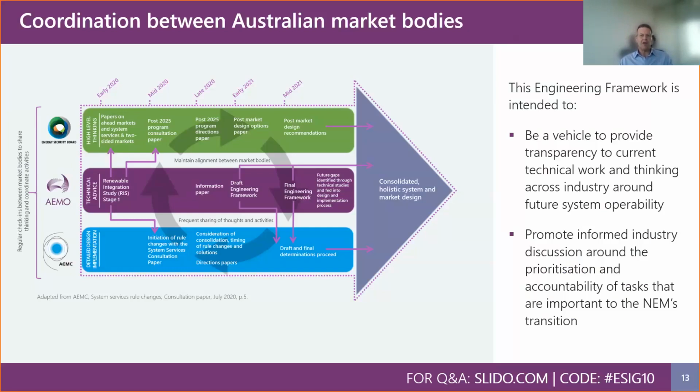The interaction between all of these is interdependent and complementary in a way that the engineering framework provides some detailed mapping between individual projects and activities, such as indicated in the purple arrows and lines, and in this way the technical needs of the power system can help to contribute to the consolidated and holistic system and market design of the future.